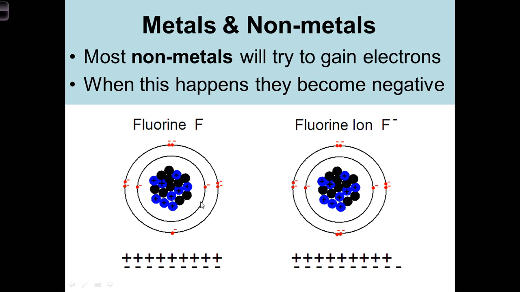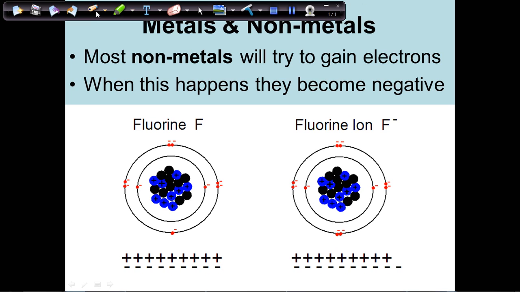But when fluorine gains an electron, so fluorine will try to gain an electron to have a full outer shell, have 8 electrons in that valence shell, it now has gained an extra electron, so that means we've got here 1 more minus than we have pluses. So it becomes a fluorine minus ion.